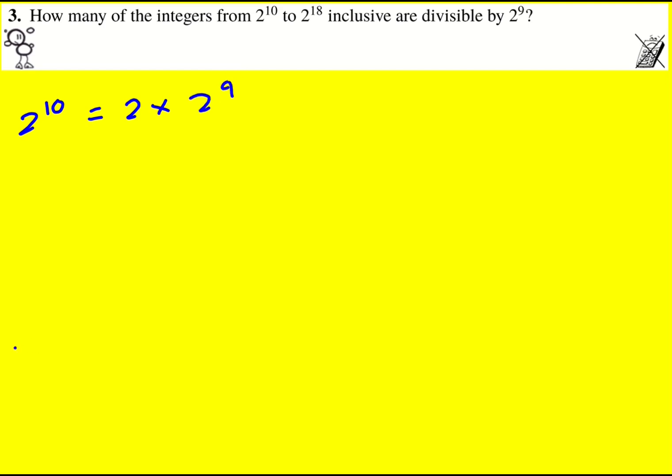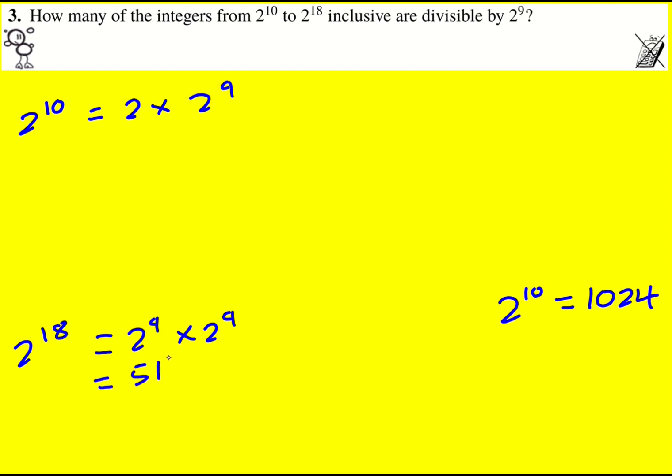And then I'm going to write 2 to the power 18 in the same sort of way. 2 to the power 18 is going to be 2 to the power 9 times 2 to the power 9. Okay, right. And I don't actually know what 2 to the power 9 is off the top of my head. A useful thing to know is that 2 to the power 10 is 1024. So that will allow me to work backwards very quickly to get 512 here.